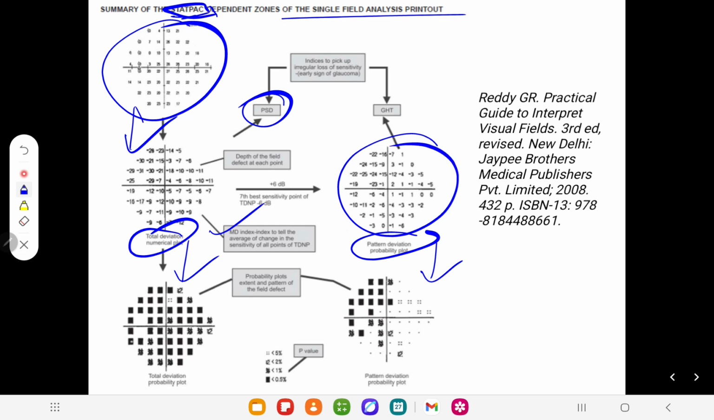From the pattern deviation numeric plot, we derive the probability plot. But from the pattern deviation numeric plot, we derive the Glaucoma Hemifield Test. It's very important. Pattern standard deviation indicates the pickup of irregularity of the surface. That's why the Glaucoma Hemifield Test is also called almost pattern standard deviation. So these two things, pattern standard deviation and Glaucoma Hemifield Test, are very good for early detection of glaucoma. Okay, early sign of glaucoma is very important.